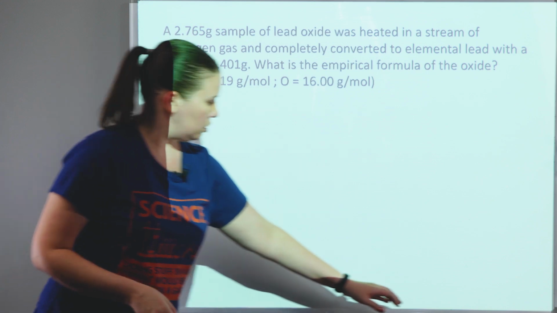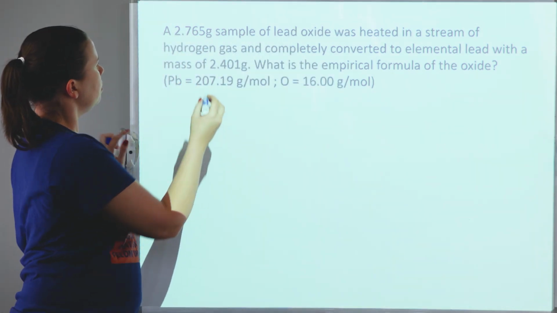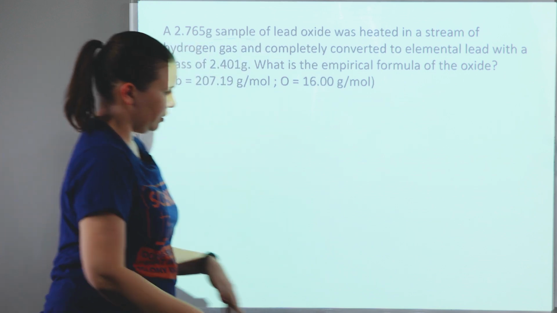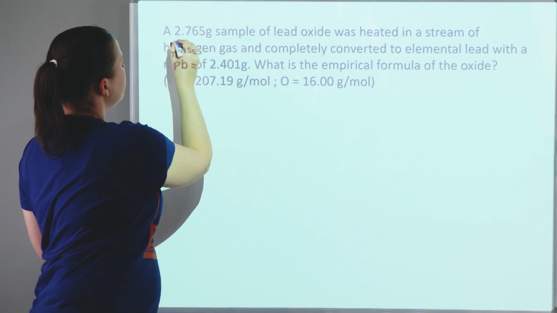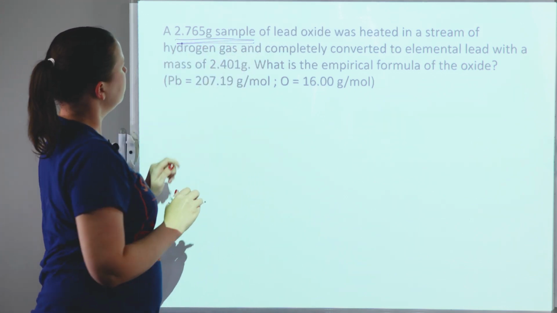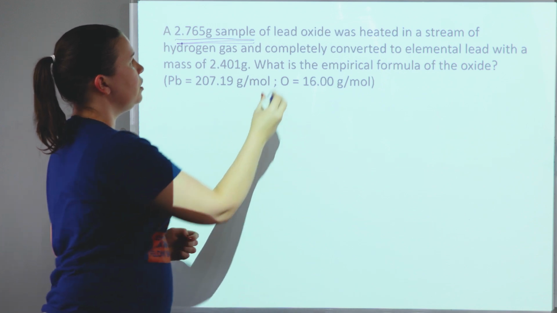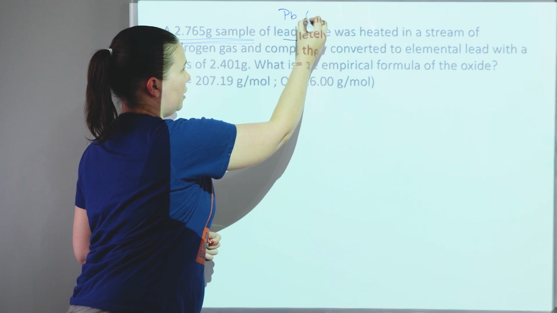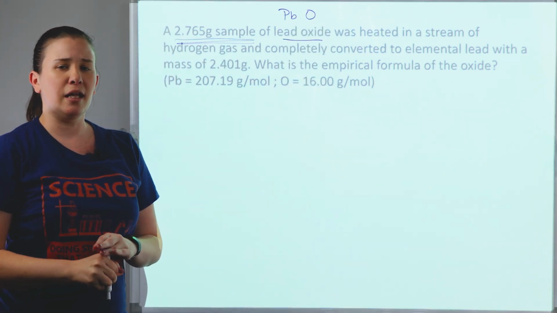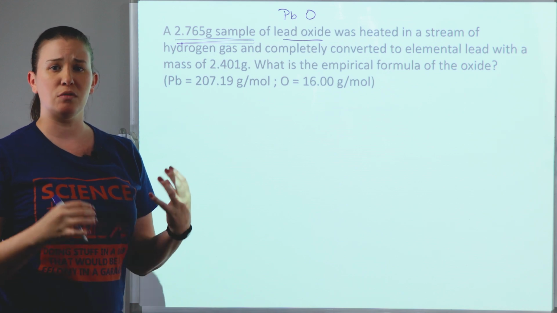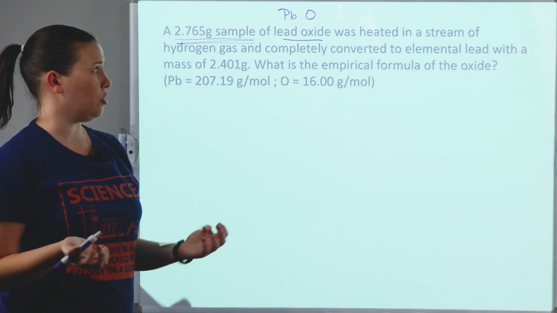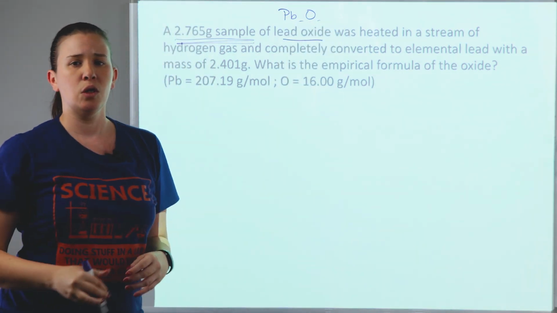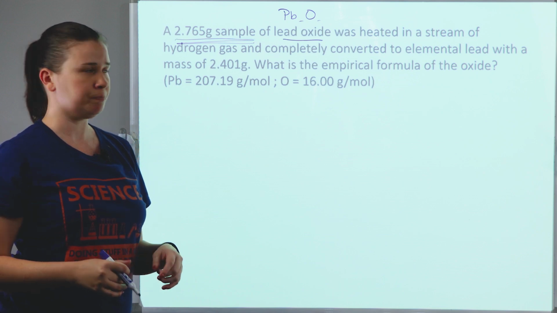So first, let's identify numbers here. We have a 2.765 gram sample of lead oxide. Now I know the symbol for lead is Pb, and I know oxygen is O, but keep in mind that lead acts as a transition metal in terms of its charge. It could have various charges, so that makes it impossible to predict the actual subscripts here. We're going to have to go about that a different way.